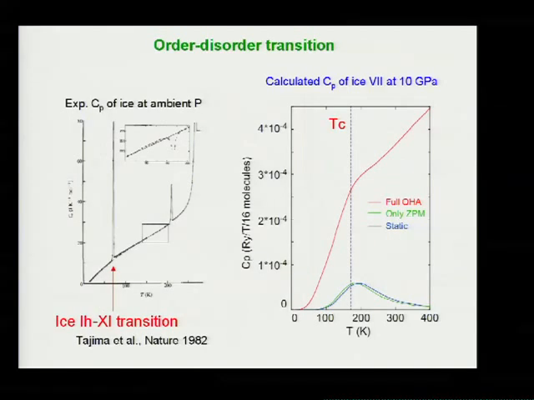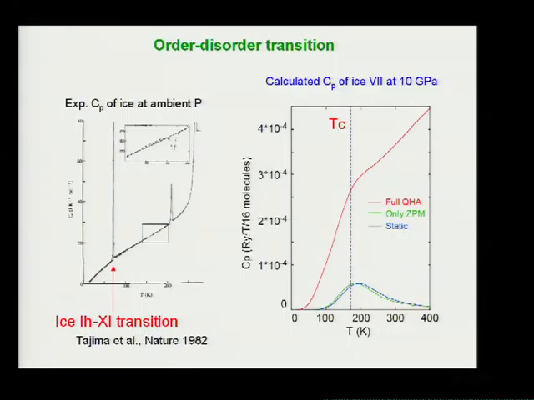The next is the order-disorder transition. The order-disorder transition can be captured by the peak position of the heat capacity. This is the heat capacity of ice Ih and ice XI. This peak position corresponds to the phase transition between ice Ih and ice XI, the hydrogen order-disorder transition.